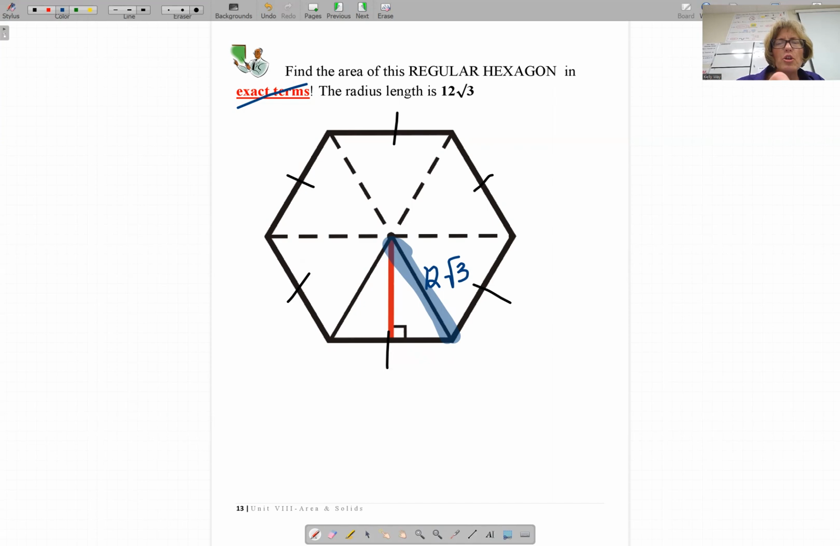Notice the words exact terms. That means no decimals, no calculator. We want the area. So we're going to start by just writing the equation out. Area equals this perimeter, which we don't have.